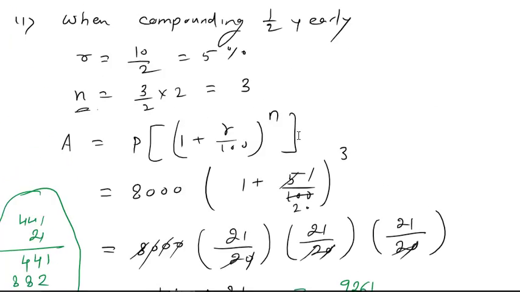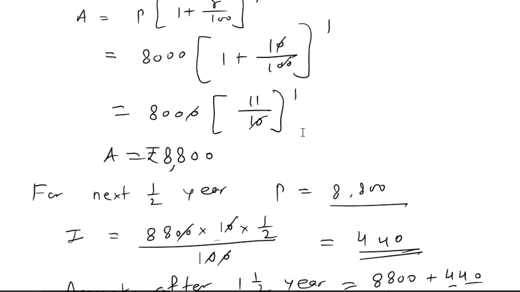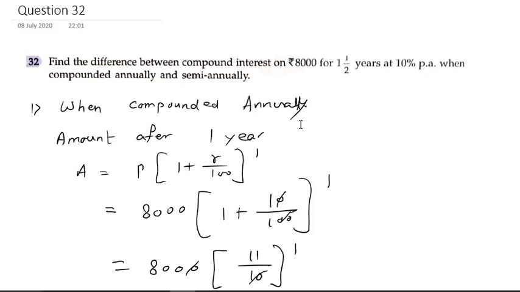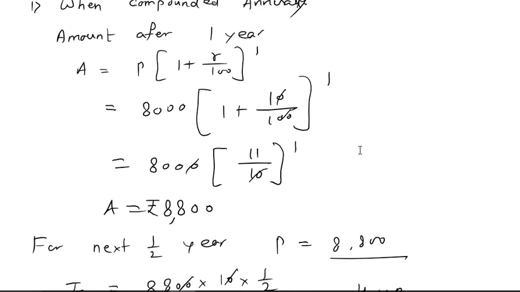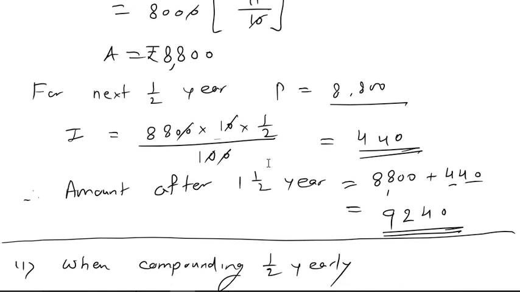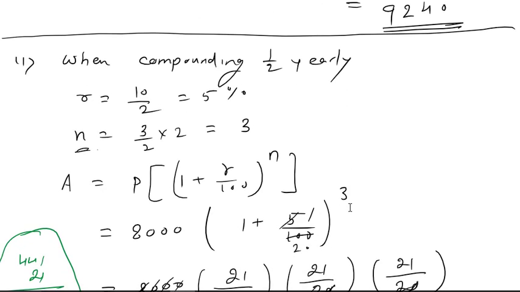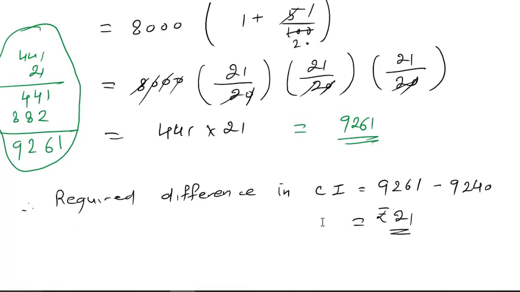Let us again revise what is given and what we have to find out. We have to find the difference between compound interest on 8,000 for 1.5 year at 10% when compounded annually and semi-annually. First what we have done, we have found amount when compounded annually. So for 1.5 year, we will find amount after 1 year, and then we will find interest for 6 months, and then I will add. So we will get amount after 1.5 year. And when compounded semi-annually, my rate of interest will become 5%, my period will become 3, and hence I will directly apply the formula and I will get the amount as 9261, and hence the required difference I will calculate, which is rupees 21.